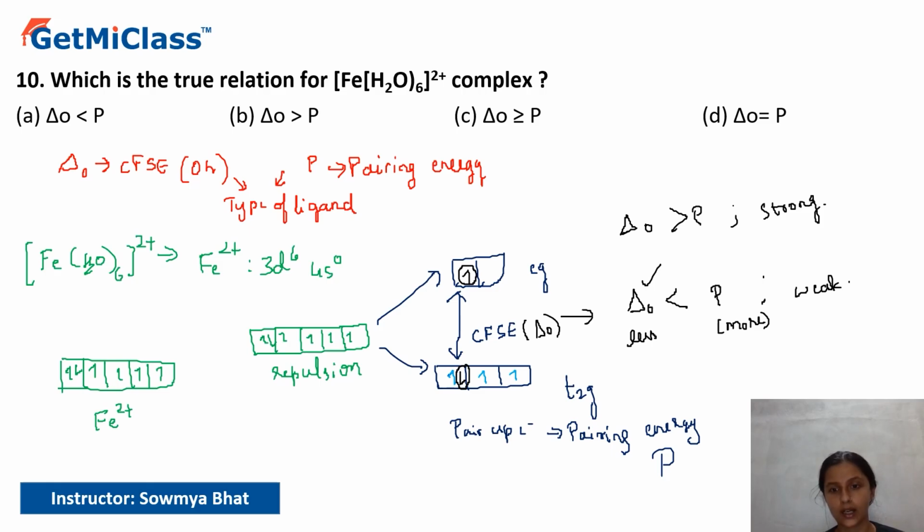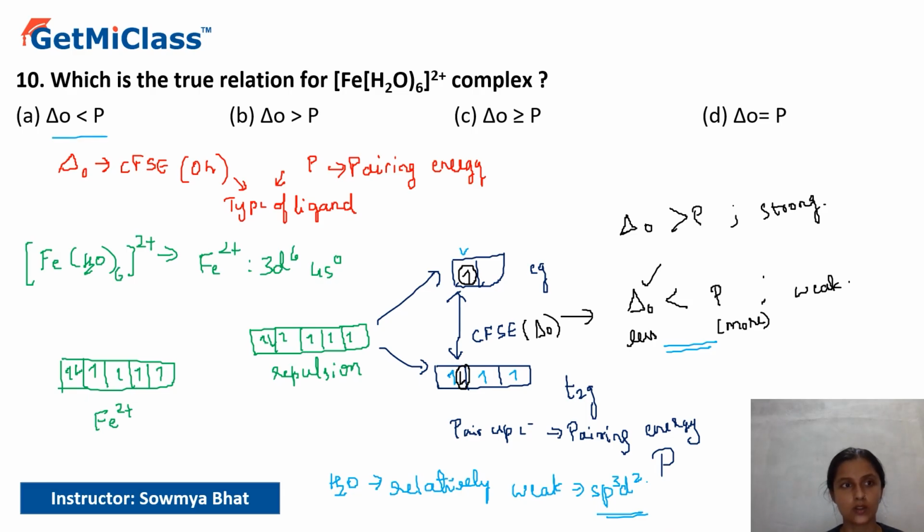So here the ligand, which is water, is relatively weak. So you can expect sp3d2 hybridization, and the electrons here, instead of pairing up, go to the higher level. As a result, the relationship is delta O lesser than P. The answer is option A.